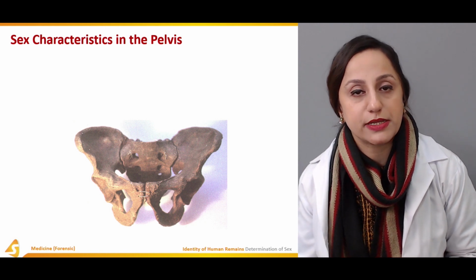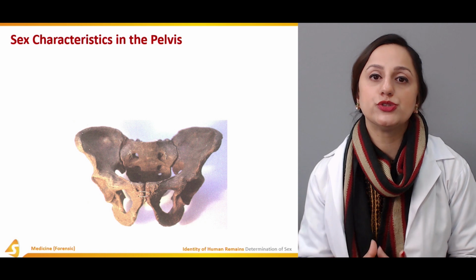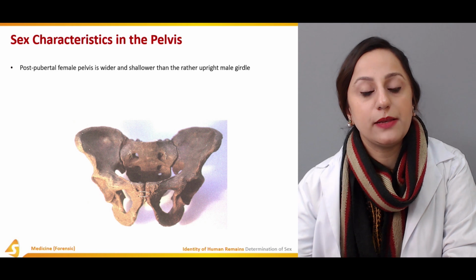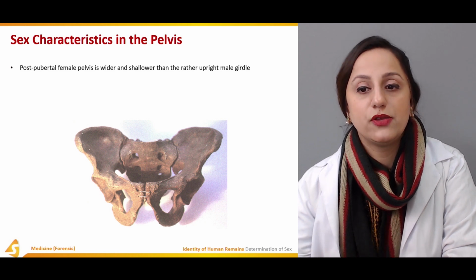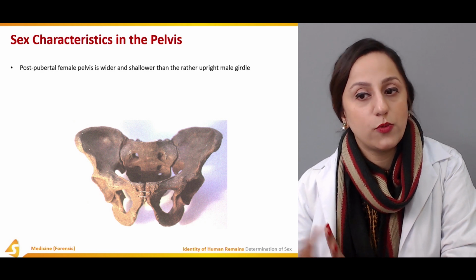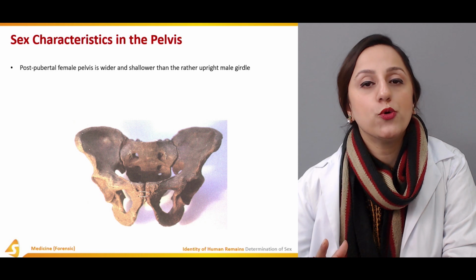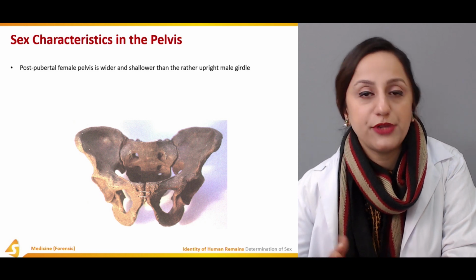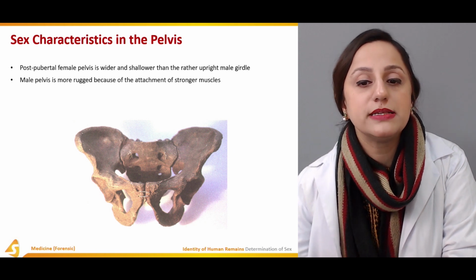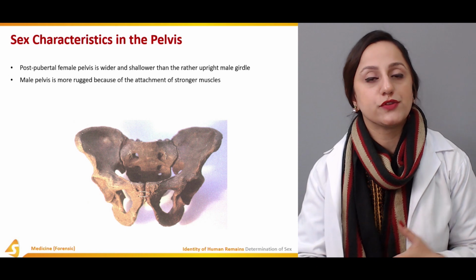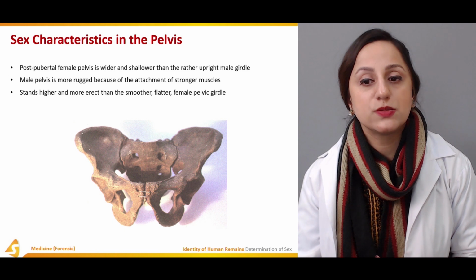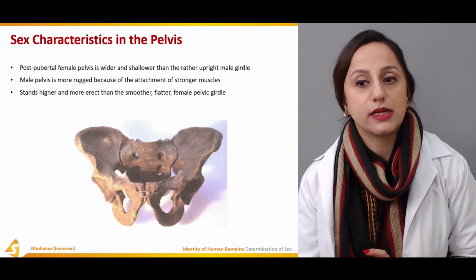How do you remember these differences? Because the female has to go through the process of childbearing in pregnancy, of course. Now, the post-pubertal female pelvis is wider and shallower than the rather upright male girdle. So we are distinguishing the post-pubertal female pelvis, not the pre-pubertal female pelvis. We have to keep that in mind. The male pelvis is more rugged because of the attachments of the stronger muscles, and it stands higher and more erect than the smoother, flatter female pelvic girdle.